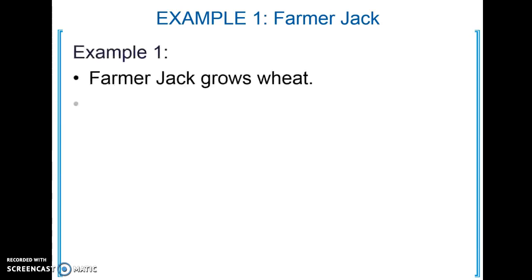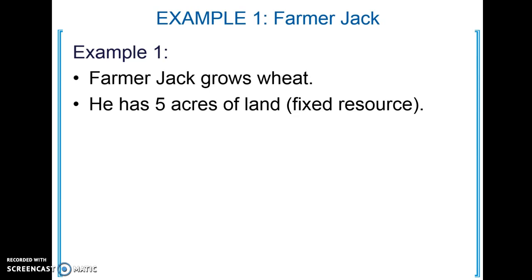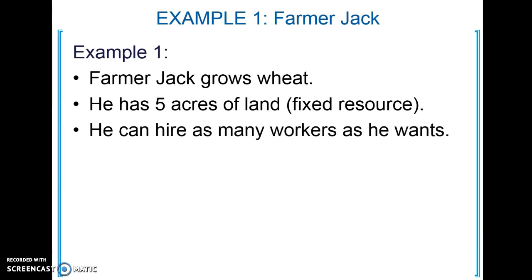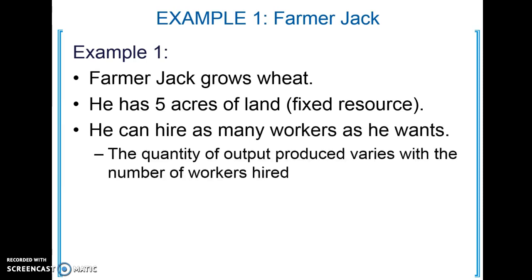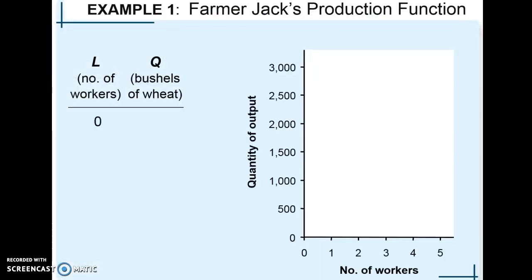We have Farmer Jack growing wheat. He has 5 acres of land, and the land is a fixed resource. He can hire as many workers as he wants. The quantity of output produced varies with the number of workers that he's going to hire. So if he has 0 workers, obviously 0 output.